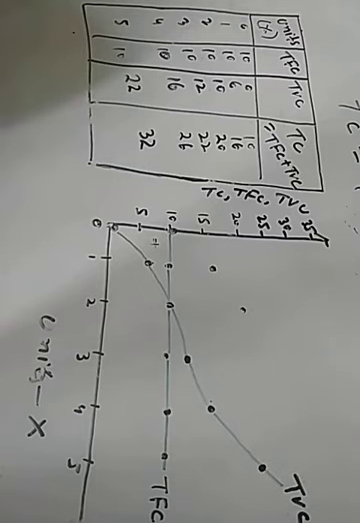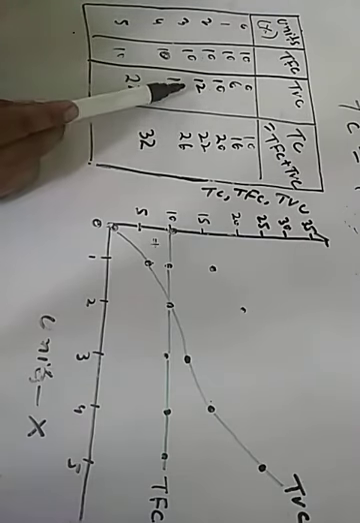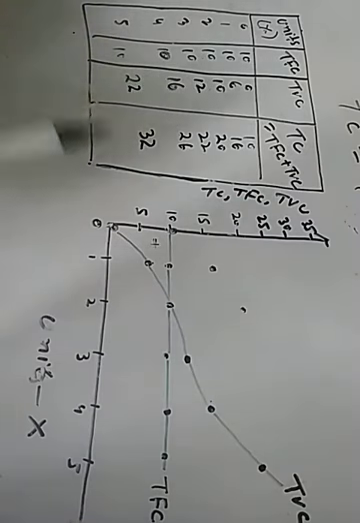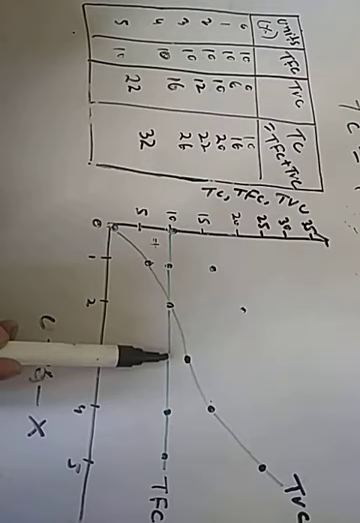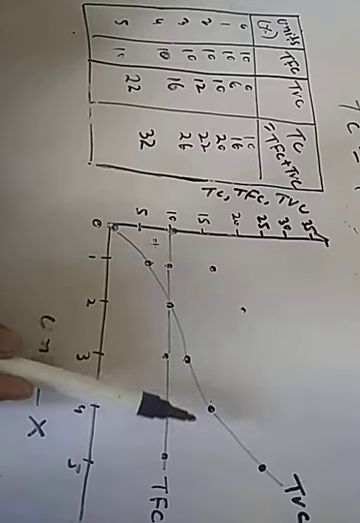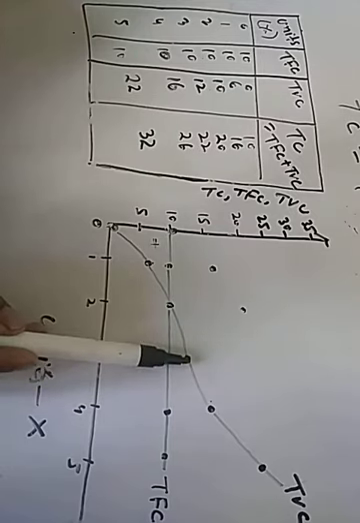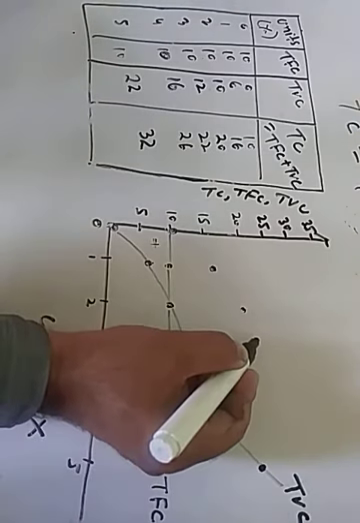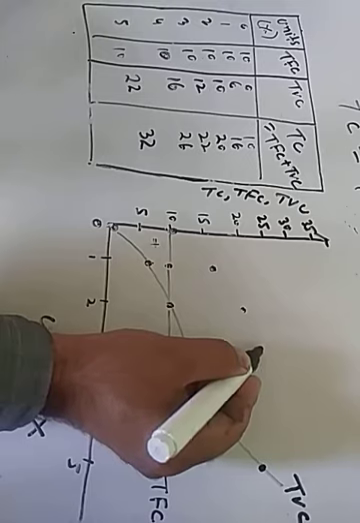Now when level of output increases from 2 to 3 units, total cost also increases, because total variable cost increases from 10 to 12 rupees. Total fixed cost remains the same, 10 rupees, and total variable cost is equal to 12. This point shows on the total variable cost curve, 10 plus 12, it will be equal to 22. 22 will lie here, above 20 and below 25.